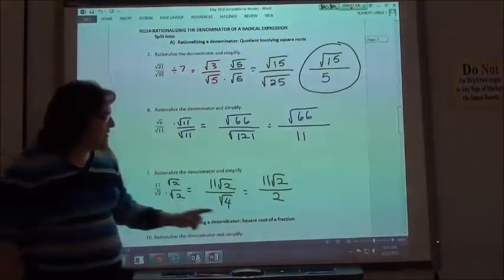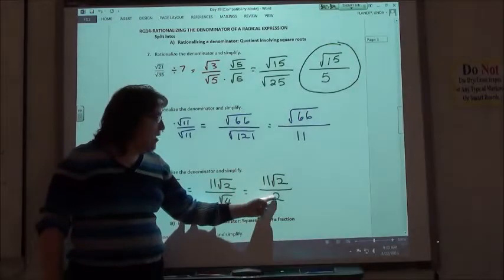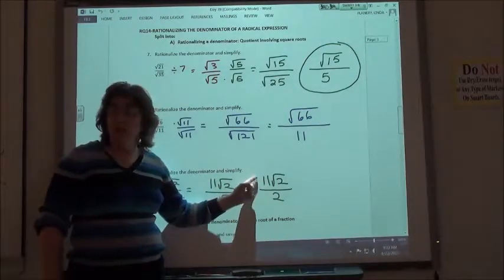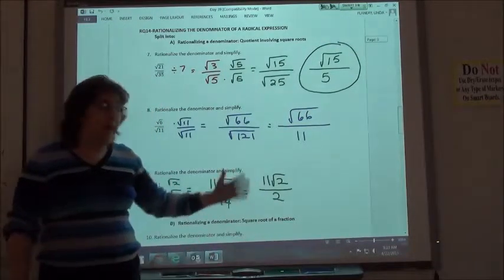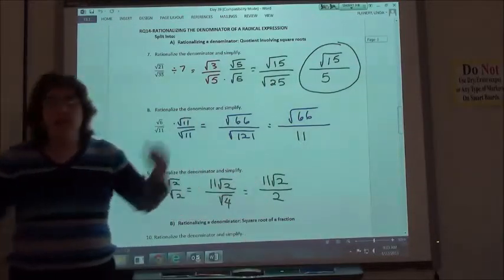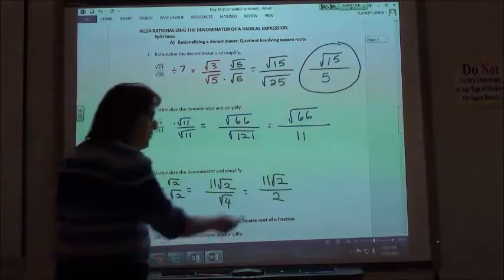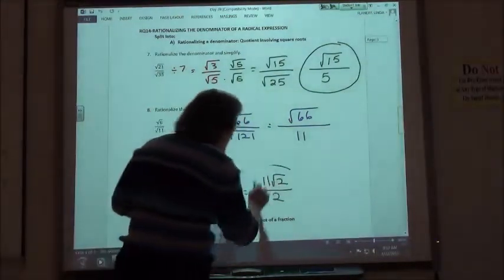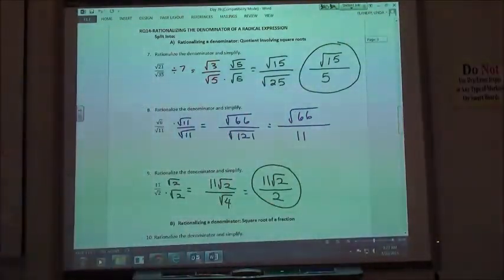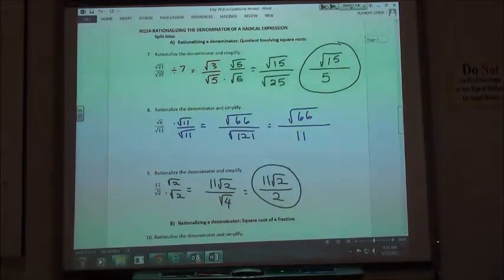Now in this case, if I could do these two numbers without the square roots and reduce them, I could do that. But I can't take 11 divided by 2 and reduce it at all. So that is in simplified form. If it was 10, I could reduce, but in this case I can't. So either if they're both under the square root you can reduce, or if they're both not under the square root you can reduce.